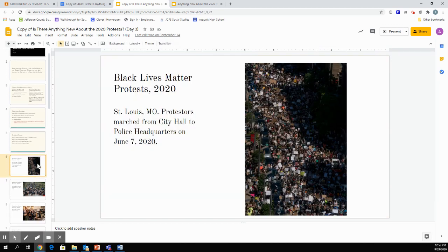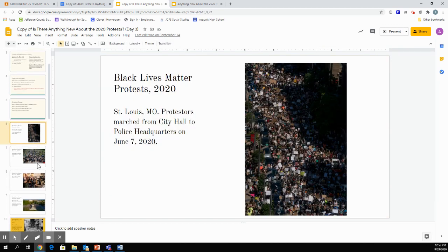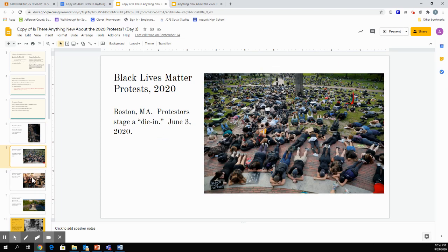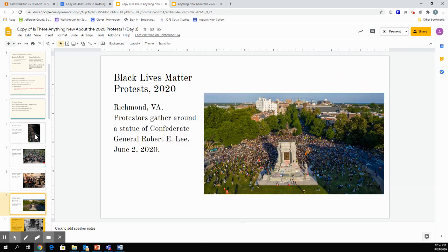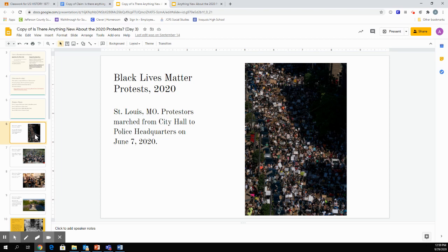And so what you're doing here is very similar to the type of thinking that we were doing in the first lesson. But here we're looking at people who are actually demanding civil rights and equality. And so here's just a group of pictures from this summer in the 2020 protests all around the country.